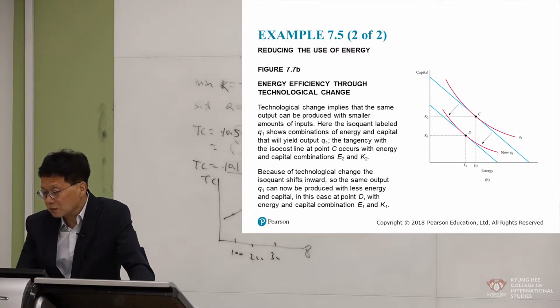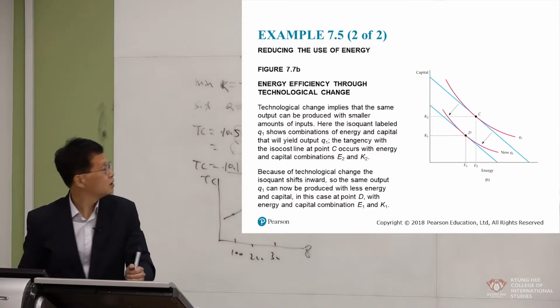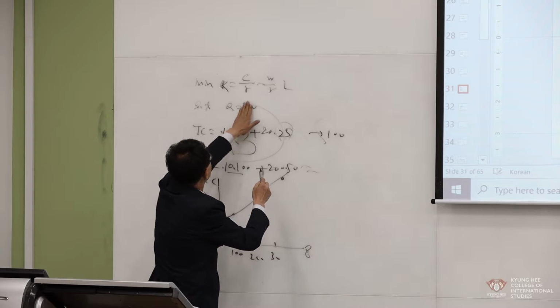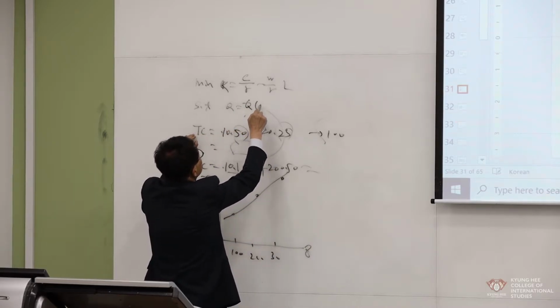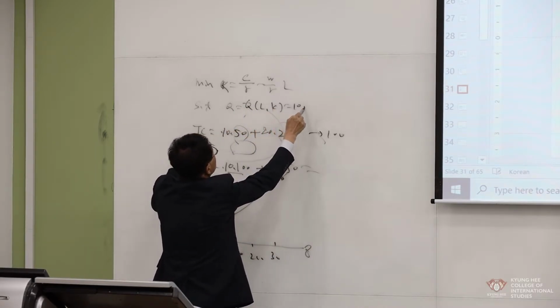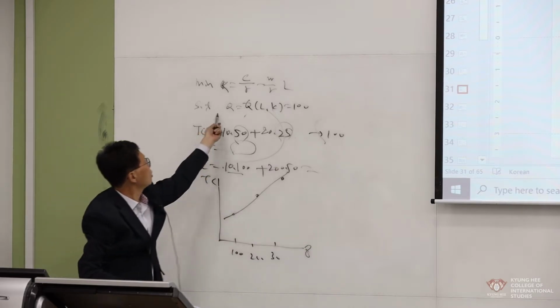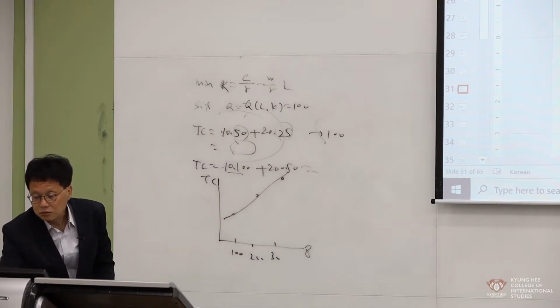The original equilibrium condition, the cost minimization solution, occurred at point E, on isocost line Q1. But then technological change happened. Then the isoquant is simply shifted like this, isn't it? Right? This curve is this one.